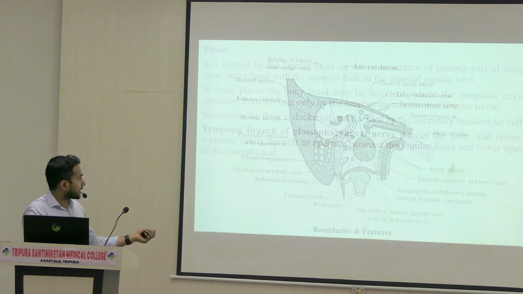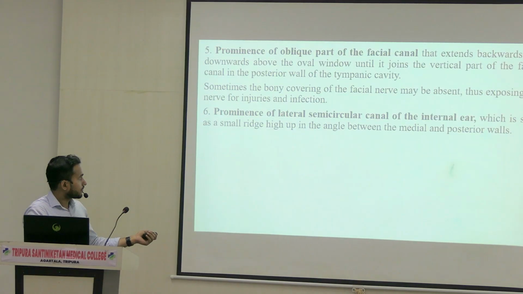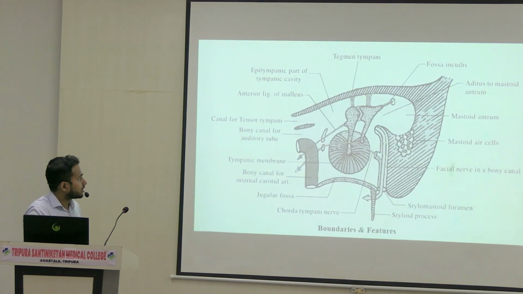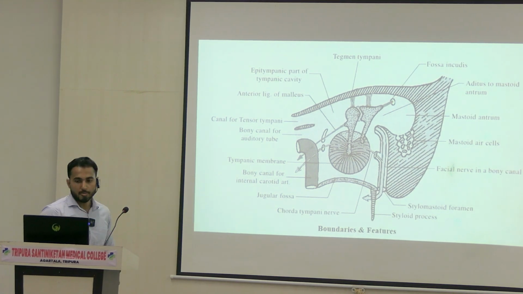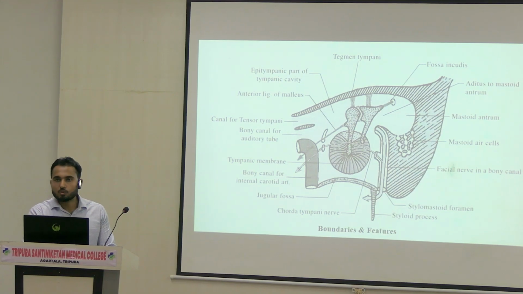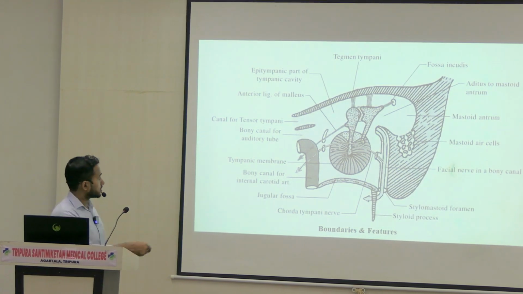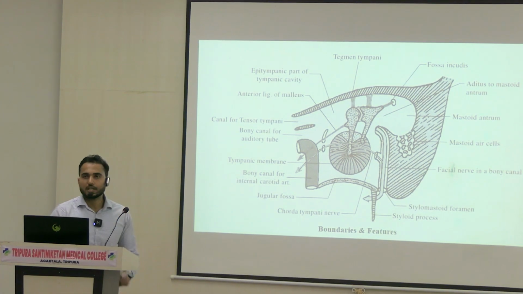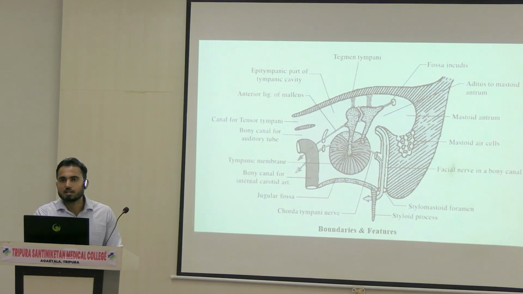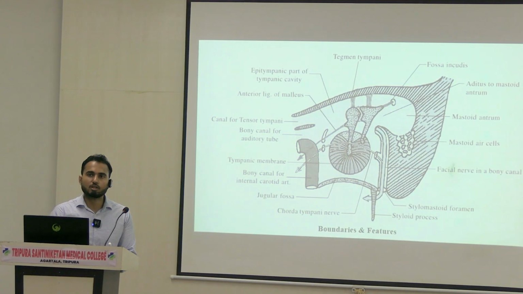Let me show you another diagram. So here you can see this is the fossa incudis. Okay, so this is the aditus to antrum, and this is the fossa incudis, as you can see over here. So it is a small depression close to the lower part of the aditus. Now the short process of the incus is suspended by a ligament from the fossa incudis. Okay, this is the feature of the posterior wall.